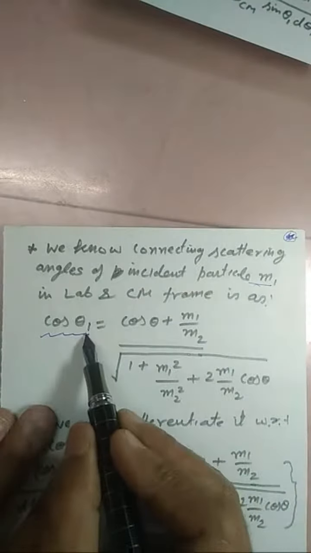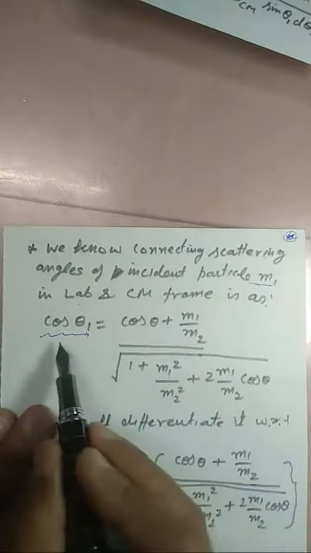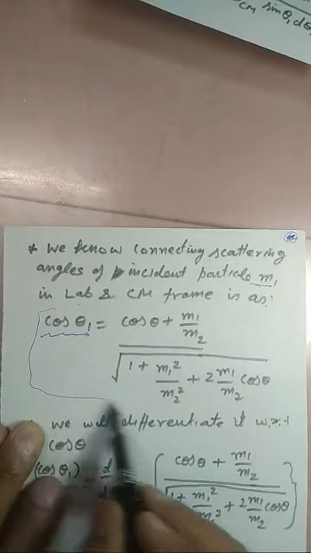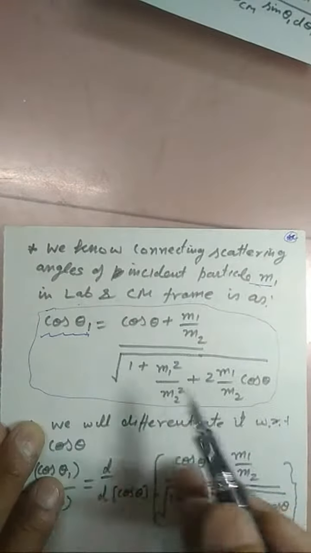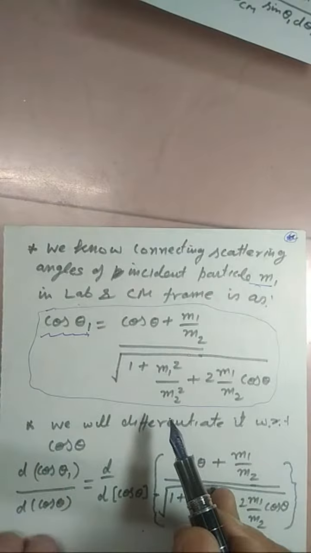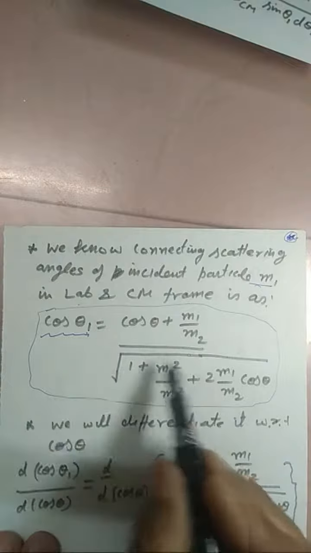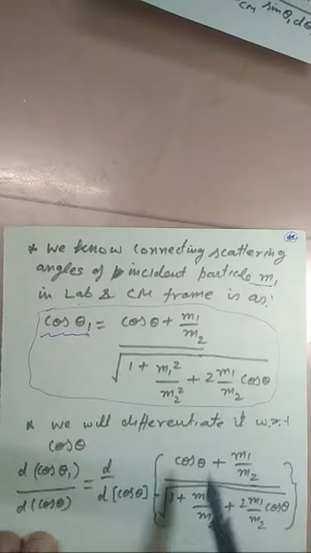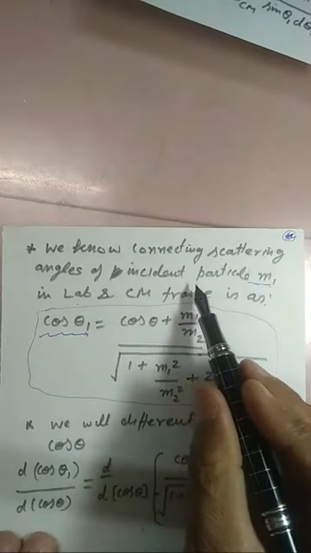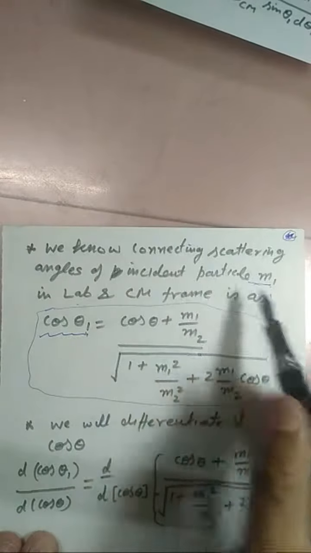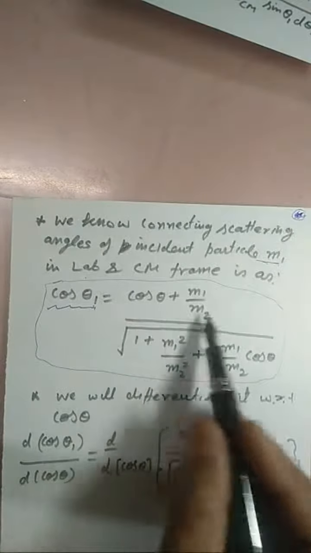Theta 1 is the scattering angle in the lab frame, and theta was the angle in the center of mass frame. So earlier we have derived this relation. In one of the video lectures, I have explained this. So this is the relation between the scattering angles in the lab and center of mass frame for the particle M1, the incident particle scattered through an angle theta 1. So we got this expression.